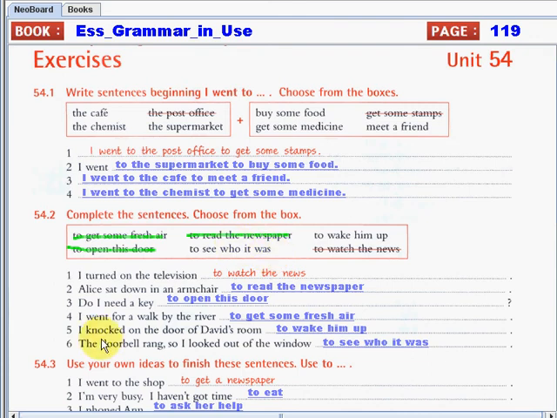So let's continue with number 5. I knocked on the door of David's room. So David's room, okay? So what can you do when you knock on the door of David's room? Okay, very good. That is to wake him up. Okay, so I knocked on the door of David's room to wake him up. Very good. So cross this out.